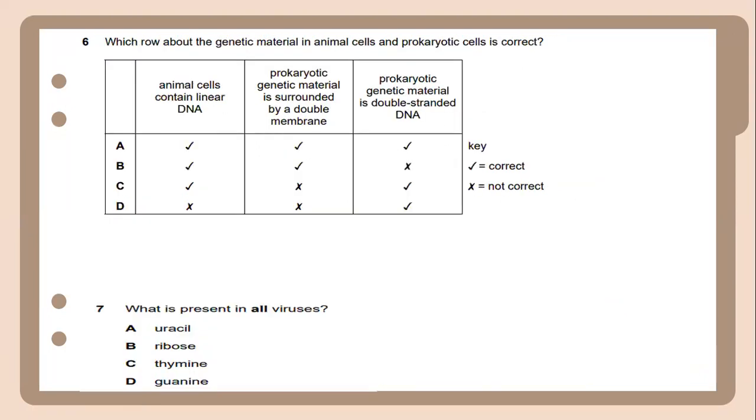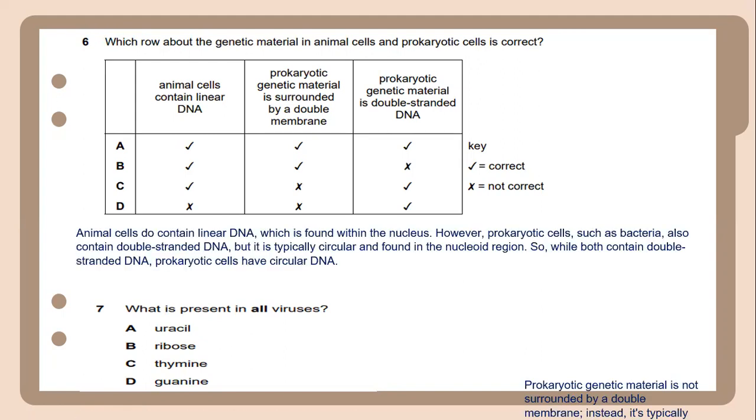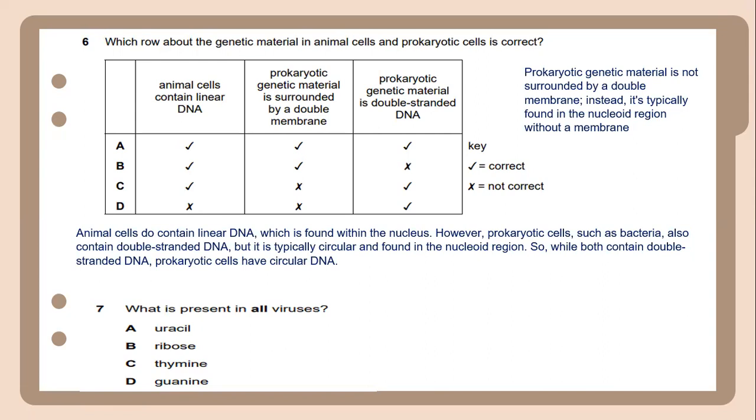Which row about the genetic material in animal cells and prokaryotic cells is correct? Animal cells do contain linear DNA, which is found within the nucleus. However, prokaryotic cells such as bacteria also contain double-stranded DNA, but it is typically circular and found in the nuclear region. So while both contain double-stranded DNA, prokaryotic cells have circular DNA. And prokaryotic genetic material is not surrounded by a double membrane. Instead, it is typically found in the nuclear region without a membrane.